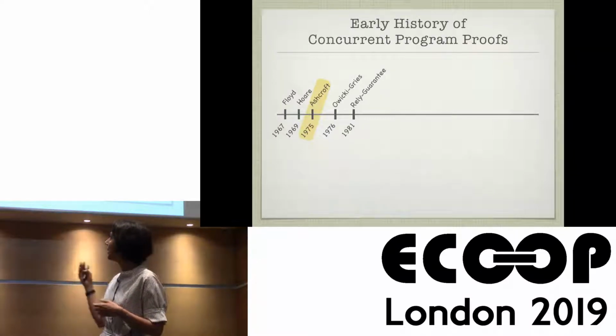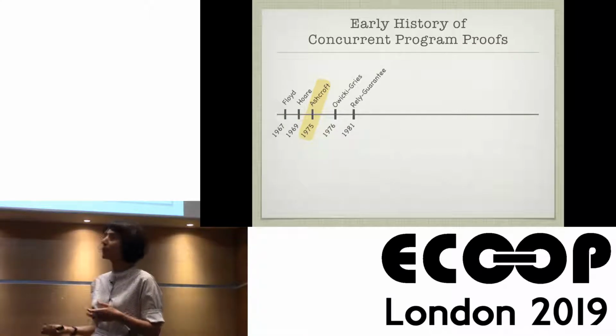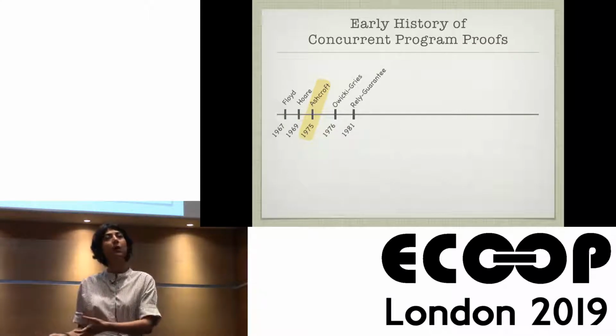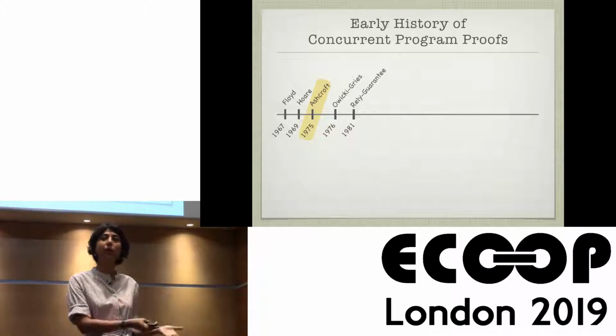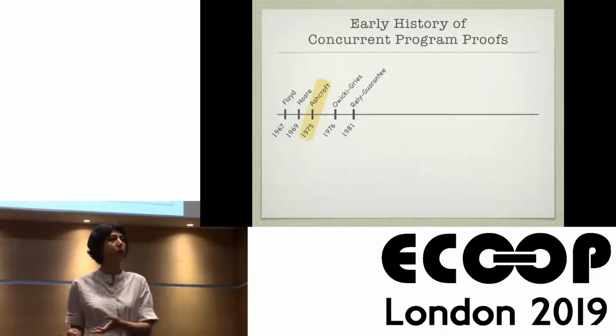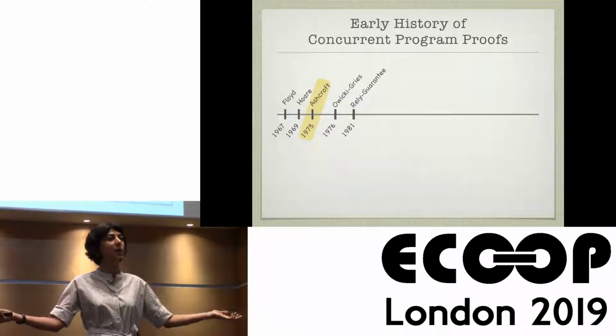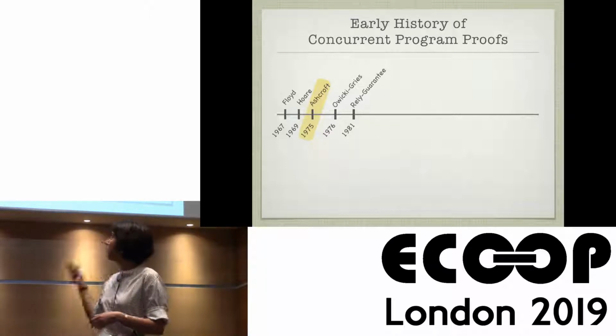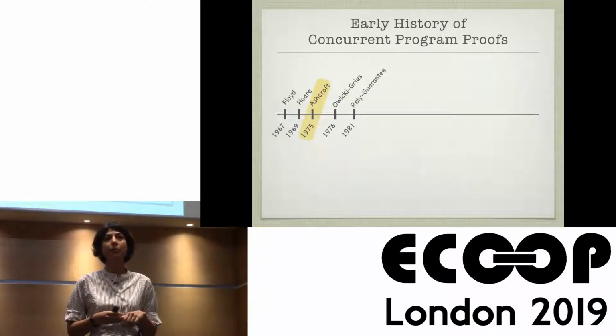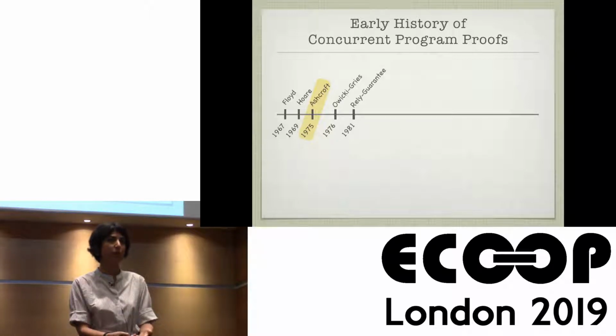Then Ashcroft was the first person who said that, if you know how to do sequential programs, we can do concurrent programs by encoding the concurrent program as a sequential program and then going ahead as we knew how. Then the Owicki-Gries method and Jones's rely-guarantee came to say that this is not good. We want compositional things.